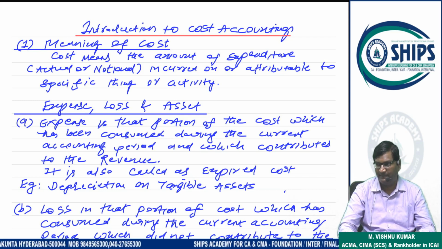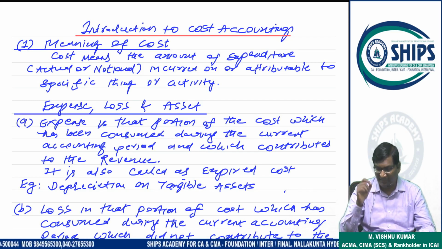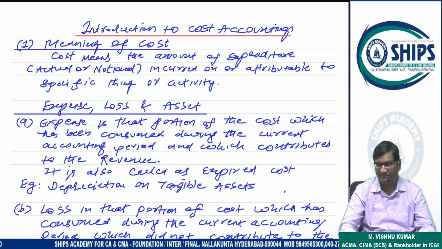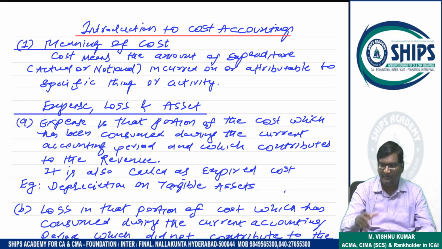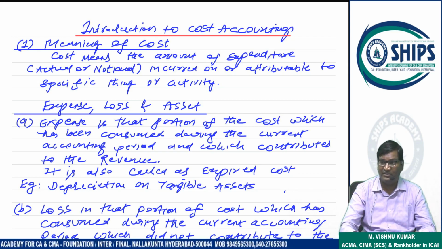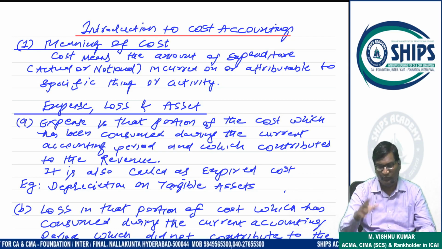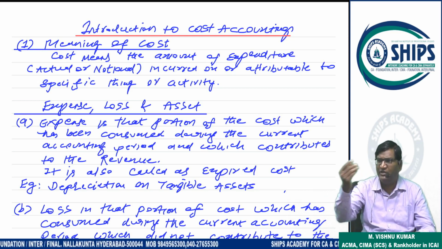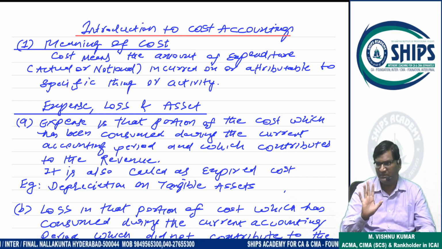Understand? So mostly here actual expenditure will come, but in some places notional is also taken into consideration. When notional comes, I will explain, don't worry. Right now you are new to the subject. So if I share anything which is not understandable to you, you will be confused. So step by step, gradually you will understand. Notional means which is not actually incurred. In very simple words, notional means which is actually not incurred.